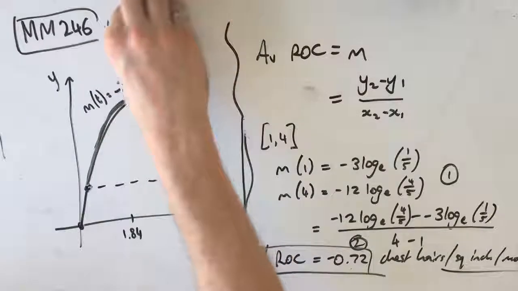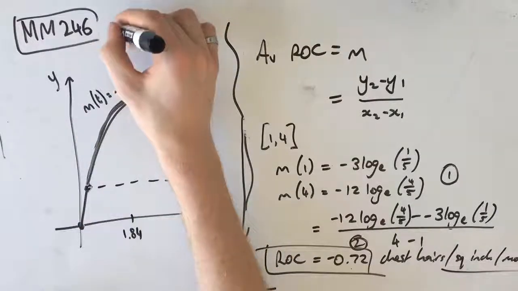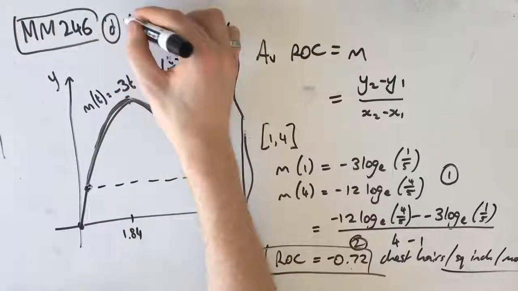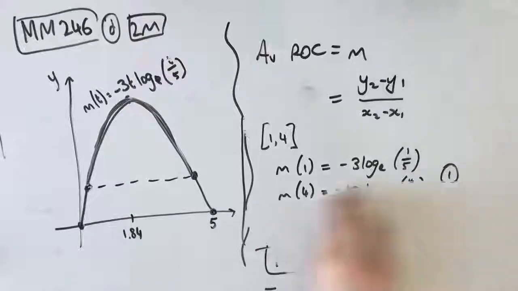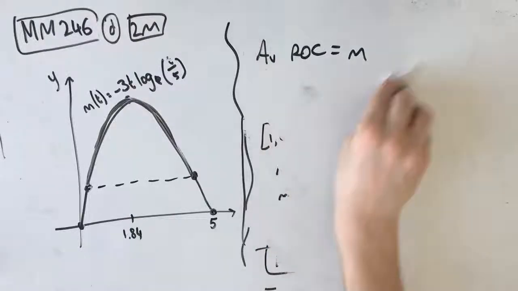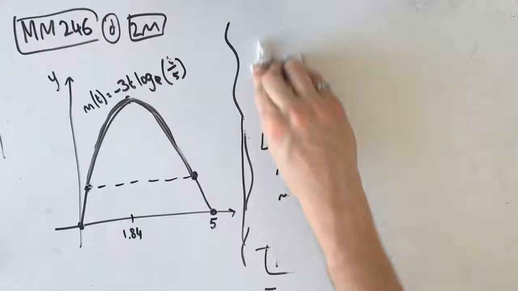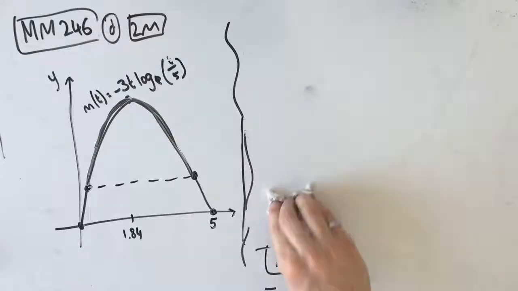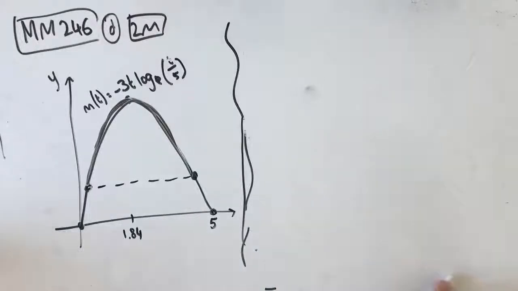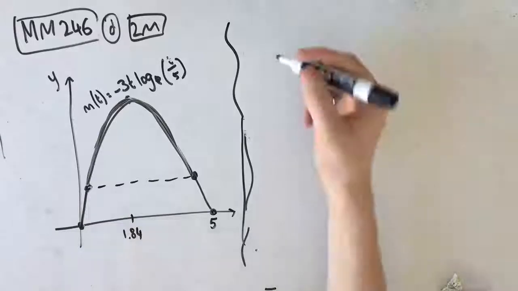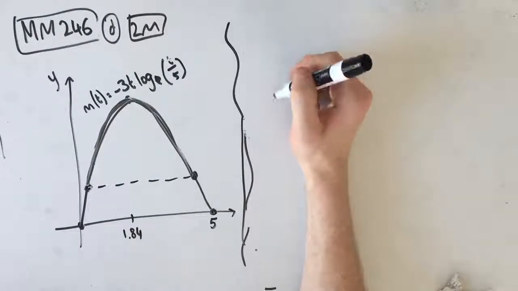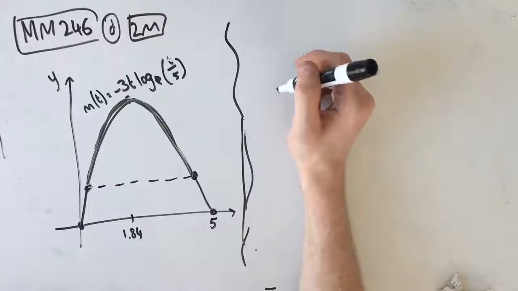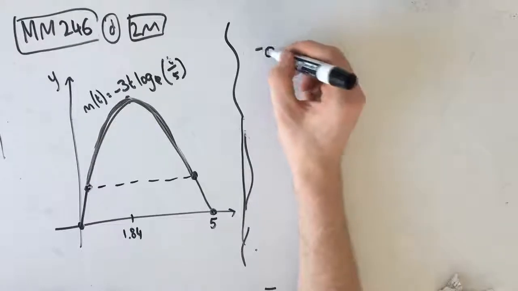Part D is a 2-mark question. And it says, at time TA, the instantaneous rate of change of Theon's masculinity is equal to the average rate of change over the interval 1-4. Find the value of TA correct to 2 decimal places. All right, awesome. So we know that the average rate of change over the interval 1-4 is -0.72.